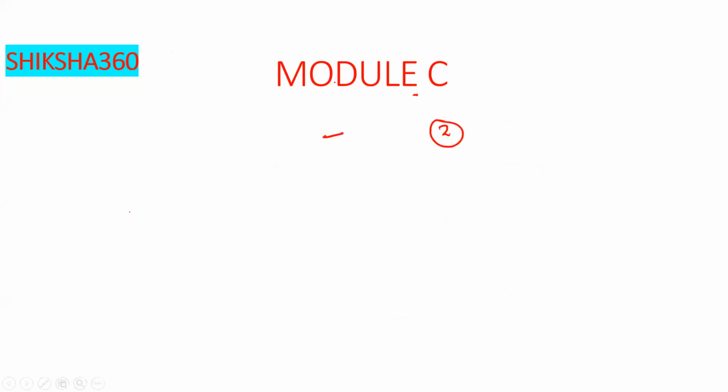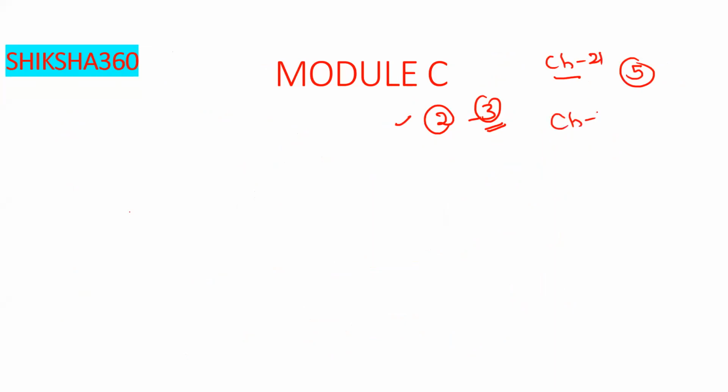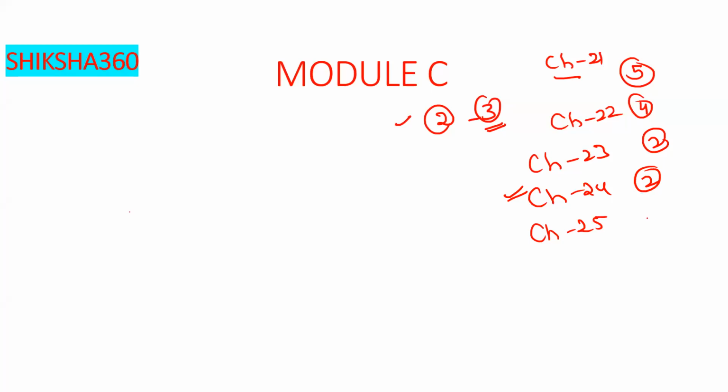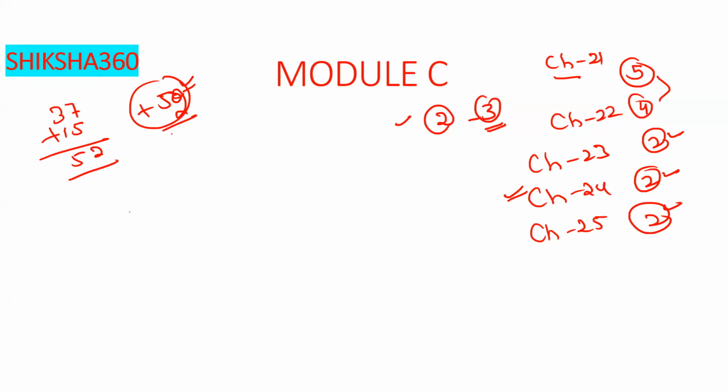So from chapter number 21 we are saying 5 marks, chapter number 22 we are also saying 4 marks, chapter number 23 we can say 2 marks, chapter number 24 we can say 2 marks from the traditional way and from the other way, and chapter number 25 we can also score 2 marks. So here 9, 11, 13 and 15, 37 plus 15, it comes out to be 52. If we go through what we have provided you, we can easily score 52 plus marks.